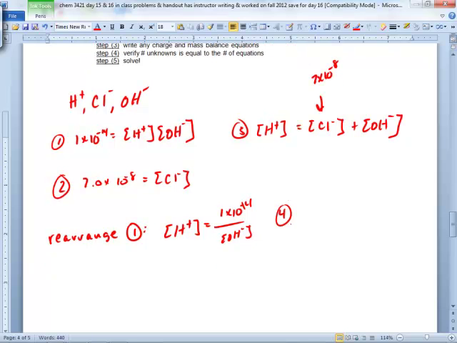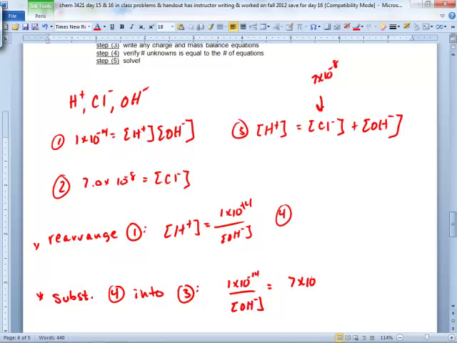right? And then the English you don't need to worry about. If you don't want to do this, don't. Substitute 4 into which equation? 3. So wherever we see an H plus, we're going to substitute that in. So we'll have 1 times 10 to the negative 14 all over OH equals 7 times 10 to the negative 8 plus OH.